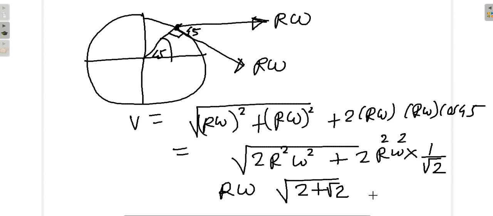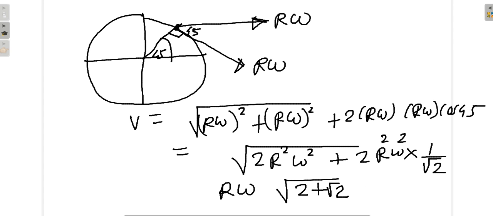So this will be the net velocity at a point making an angle of 45 degrees. Now if you use the concept of instantaneous center of rotation, then you do not have to consider the linear velocity, you have to consider only the rotational velocity. So let me explain this.